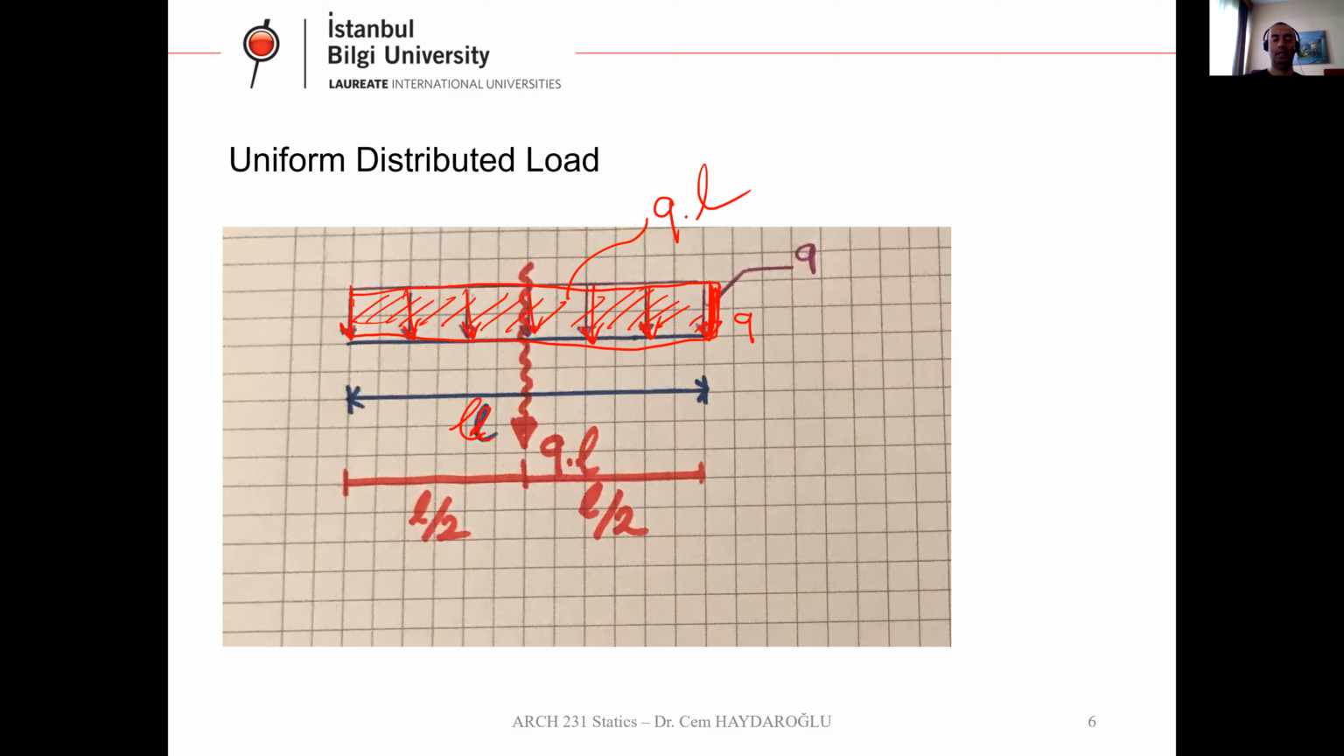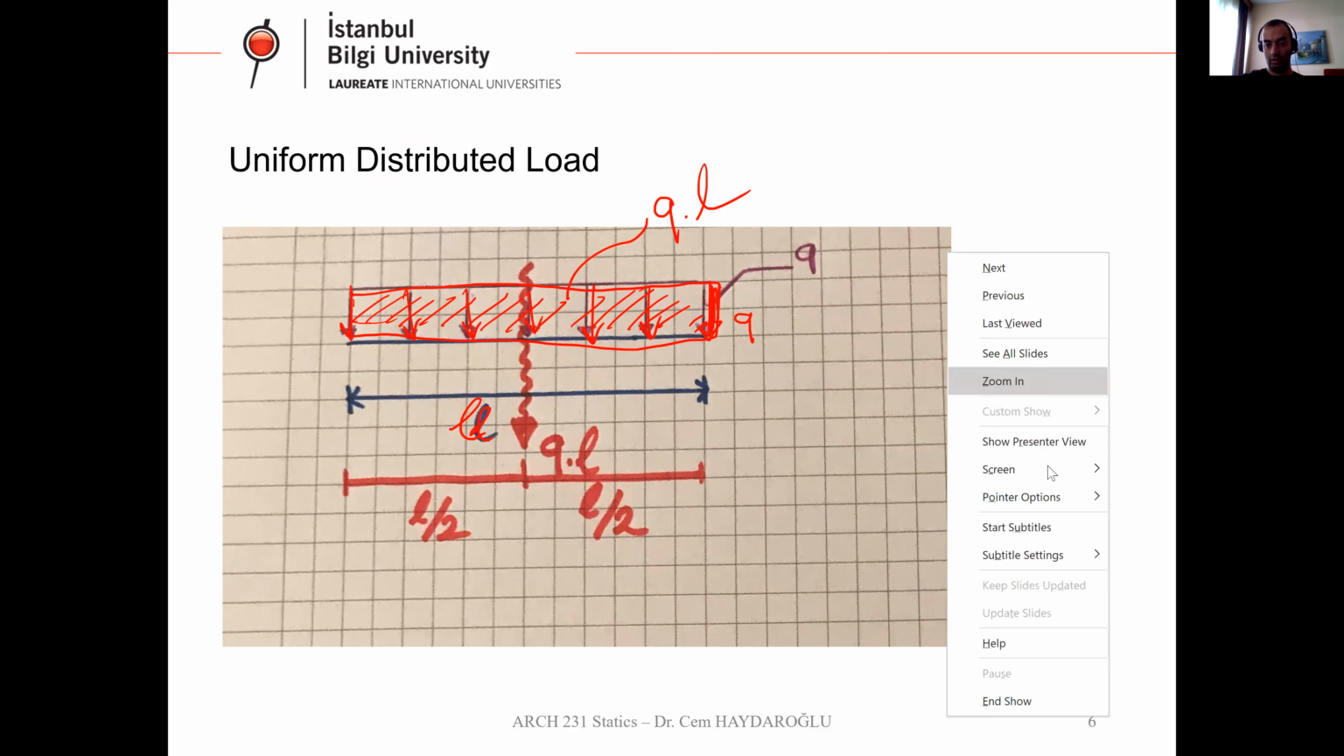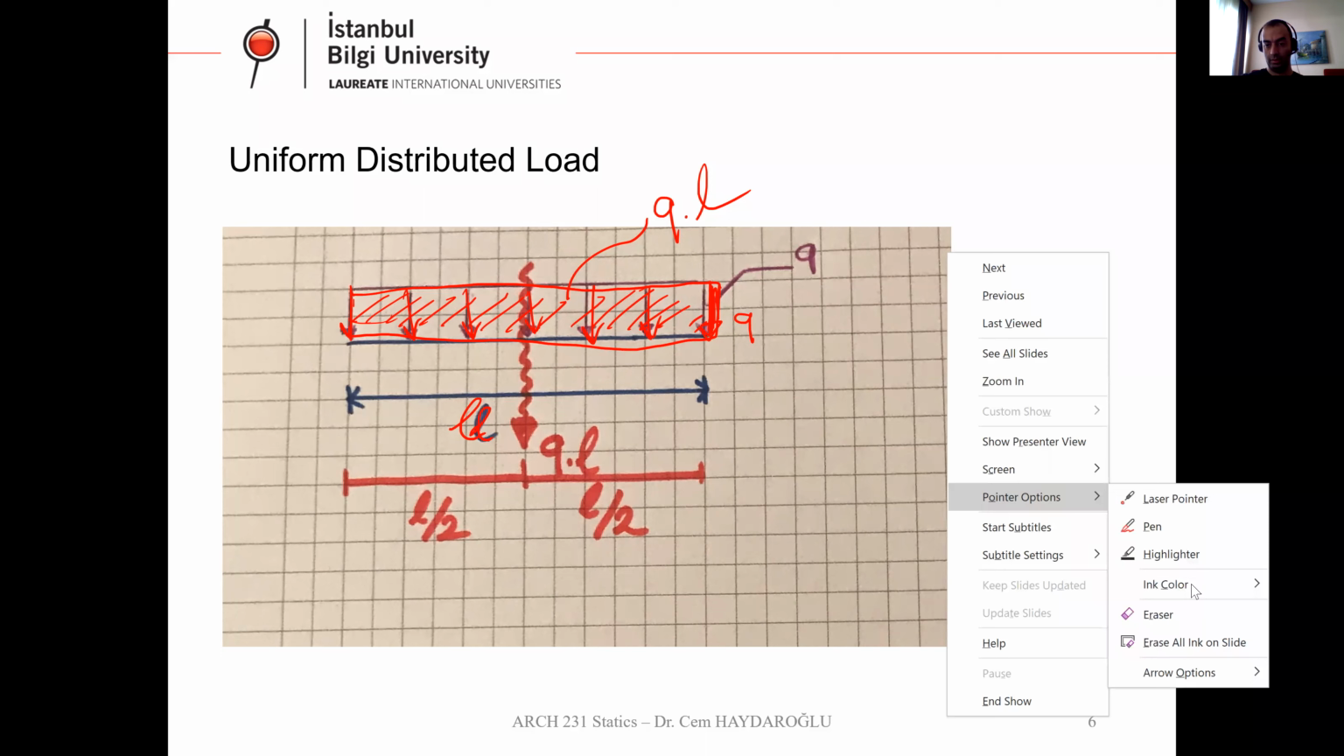And the second thing, where is the location of this concentrated load? If I have a rectangle, the center point of this rectangle is the location of the concentrated load. So let me change the color. Just a second. Pink.